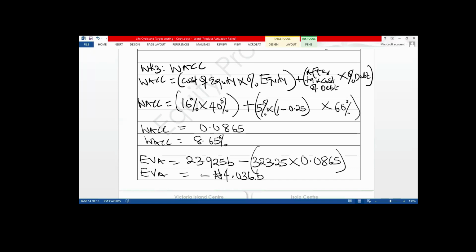Your answer should give you negative 4.034 billion. What will be your comment now? This company is not doing well. Negative 4 billion.